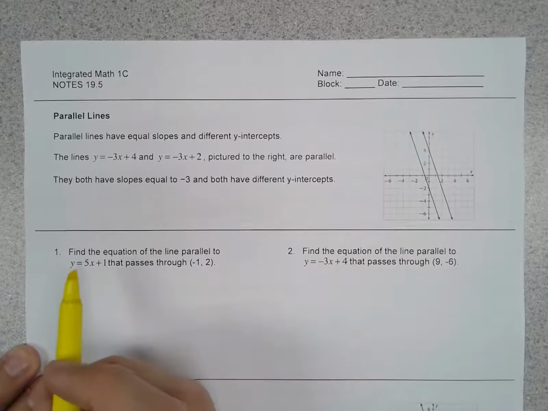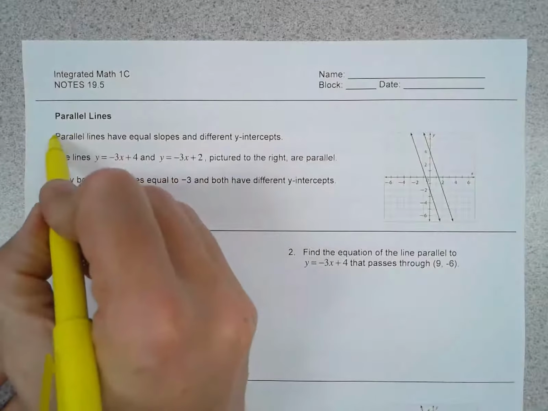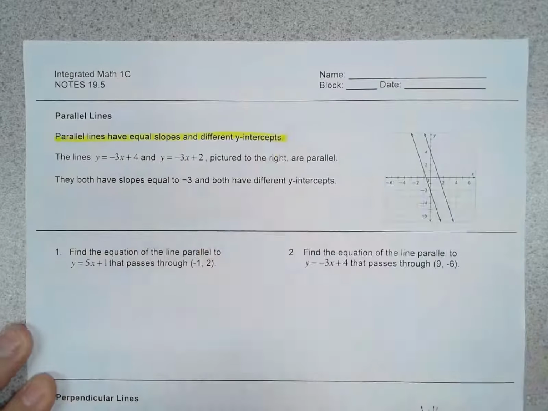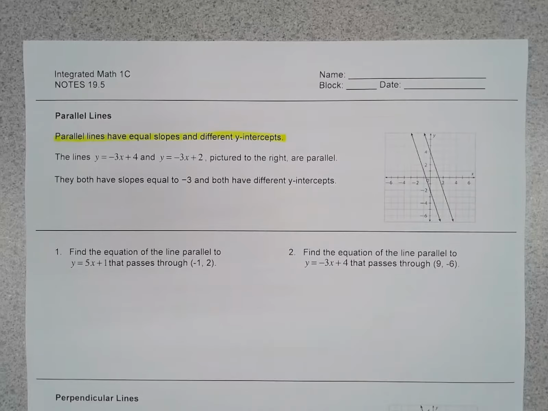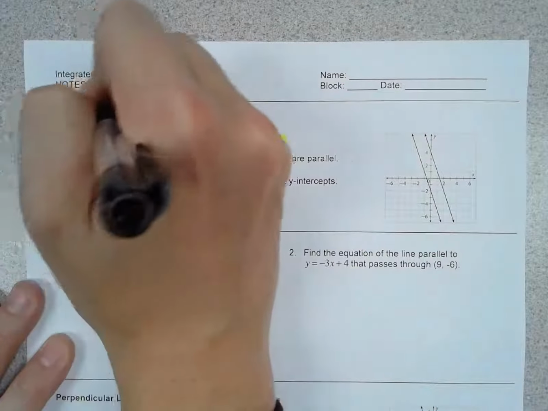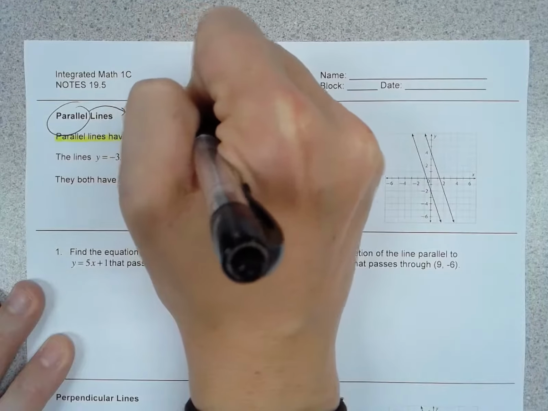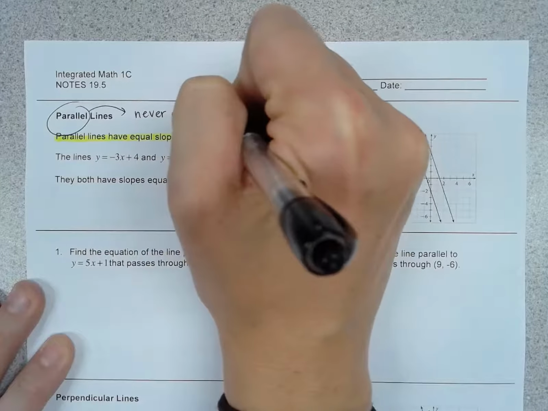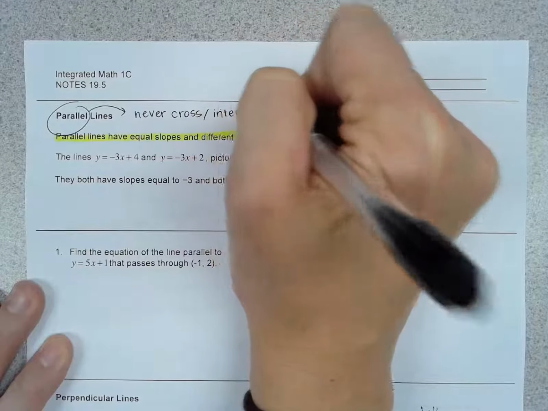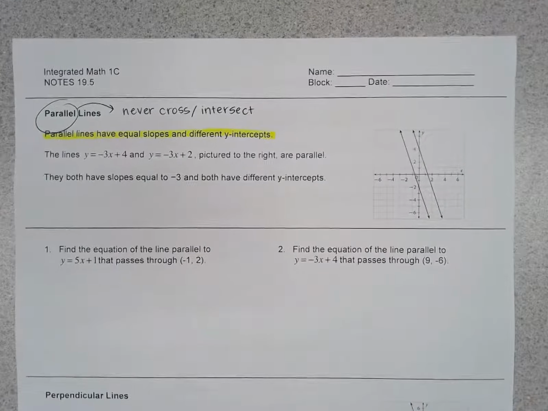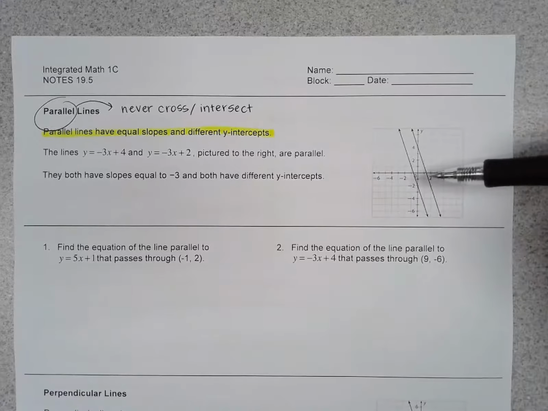Parallel lines have equal slopes and they have different y-intercepts. It's important that you know that when it says two lines are parallel, parallel does mean that they never cross, which also means that they never intersect each other. In the graph over here, if two lines are on a coordinate plane and they never cross, it means that they have the same slope.